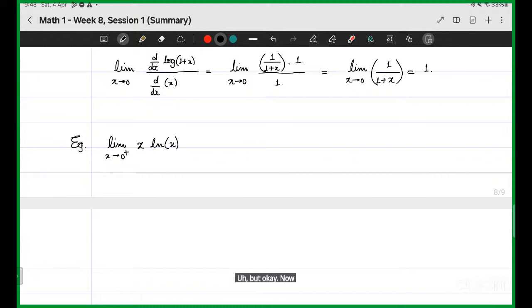Now, how can I use L'Hopital's rule for this? Sir, this is not in the form 0 by 0 or infinity by infinity. But can I transform it into that form? Can I write 1 by x in the denominator? Can you tell me how to transform it into that?